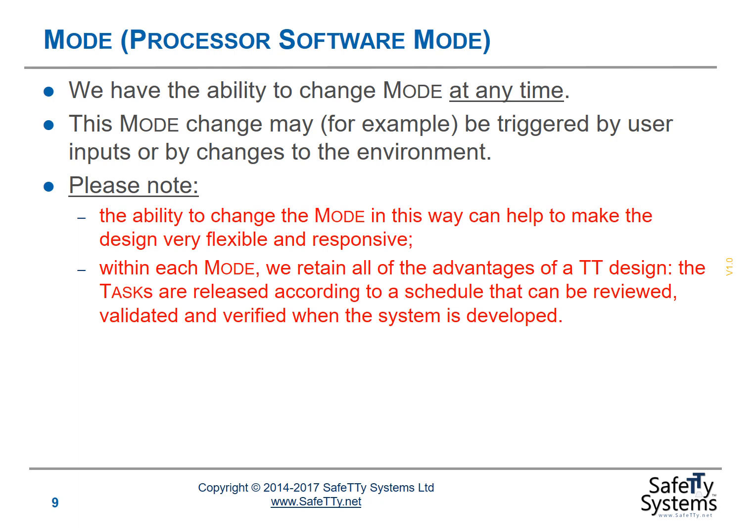Because within any particular mode, the tasks are released according to a schedule that can be reviewed, validated, and verified at design time, when the system is developed. So we know that we're running in a particular mode. We know all of the possible system modes for the system in advance, and we check and verify each of those system modes. Then at runtime, we can change between modes depending on the environmental situation and on inputs from the user.